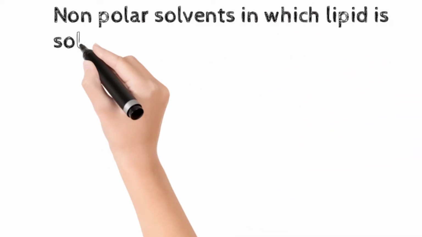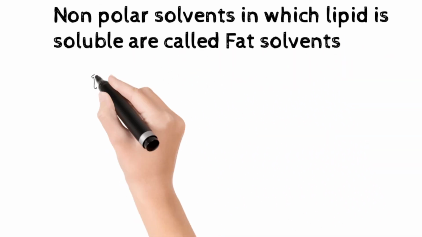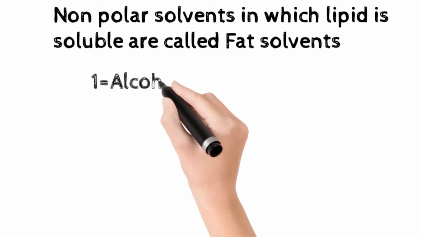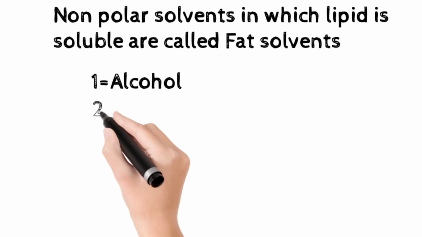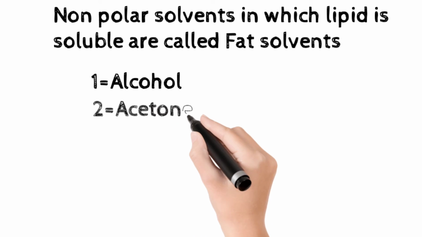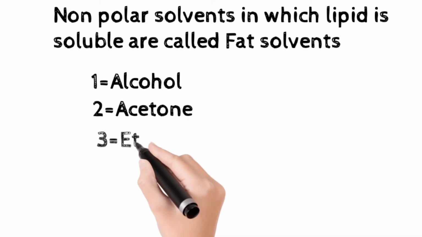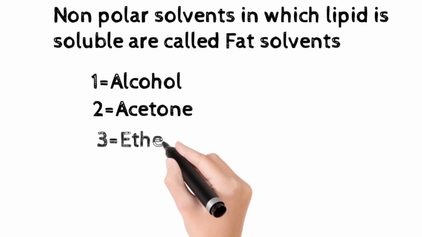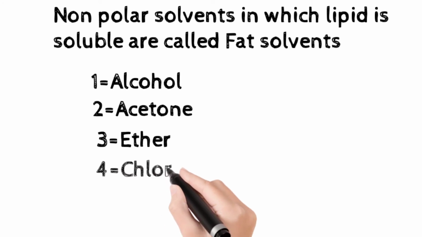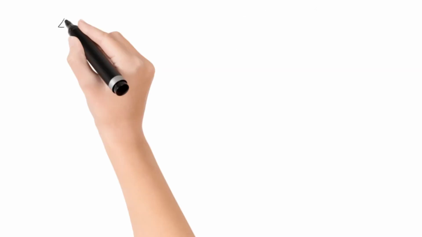Now come to the non-polar solvents in which the lipid is soluble, which are called fat solvents. Now what is a fat solvent? Non-polar solvents in which lipid is soluble are called fat solvents. Now the fat solvents are number 1 alcohol, number 2 acetone, number 3 ether, and number 4 chloroform. These are the fat solvents in which lipid is soluble.